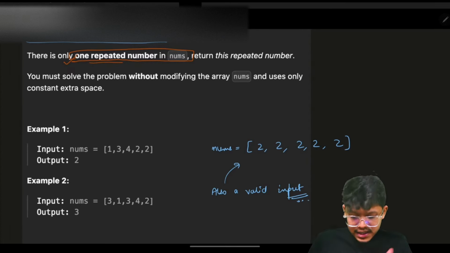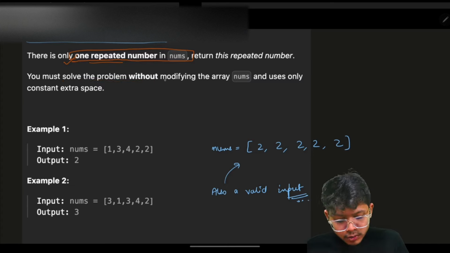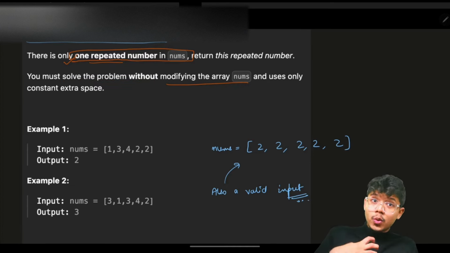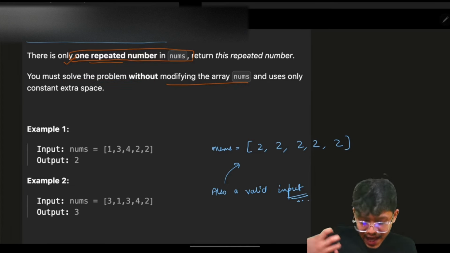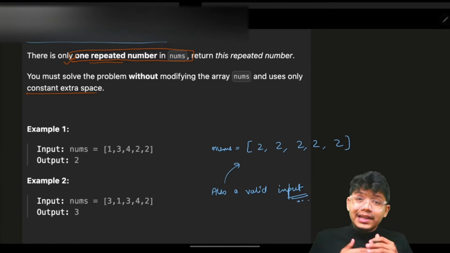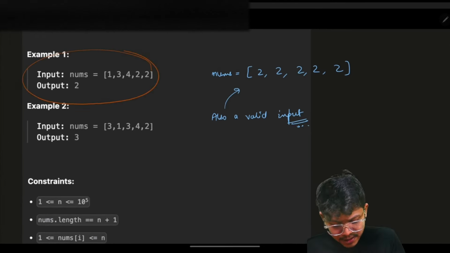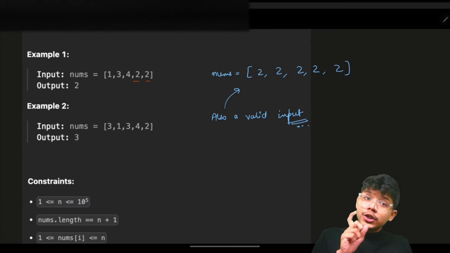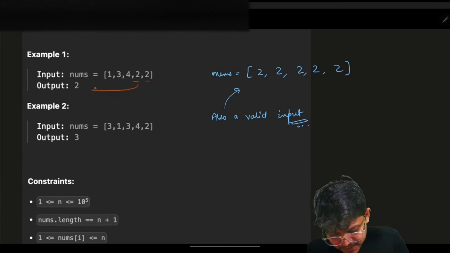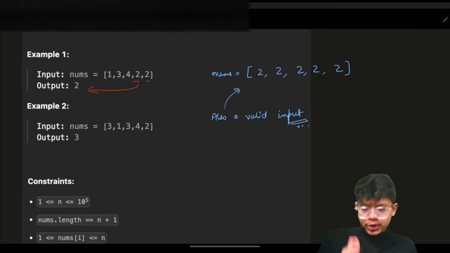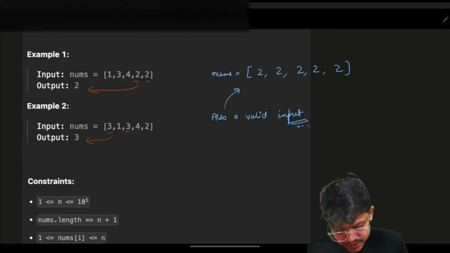The problem says that you must solve it without modifying the array nums. So I cannot modify the array nums, and I should also try to use only constant space. As you can see in this example, my repeated element is 2. Here my repeated element is 3.